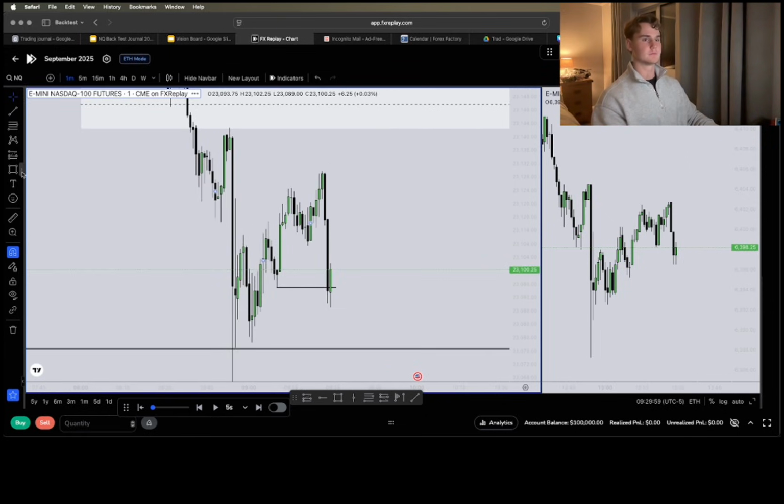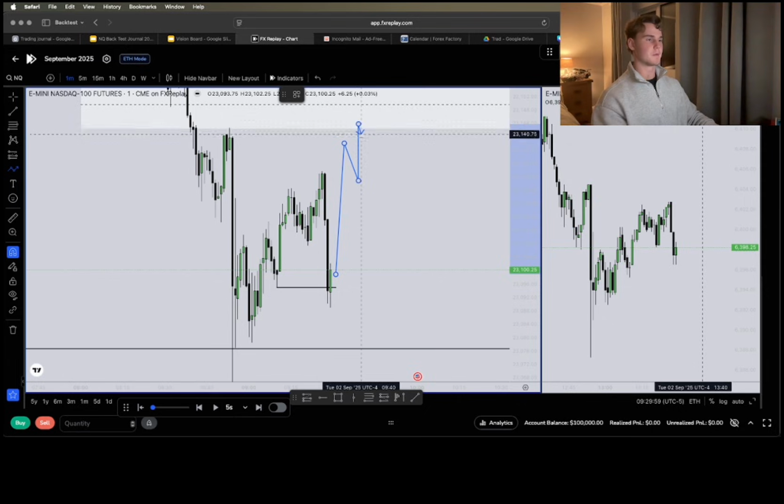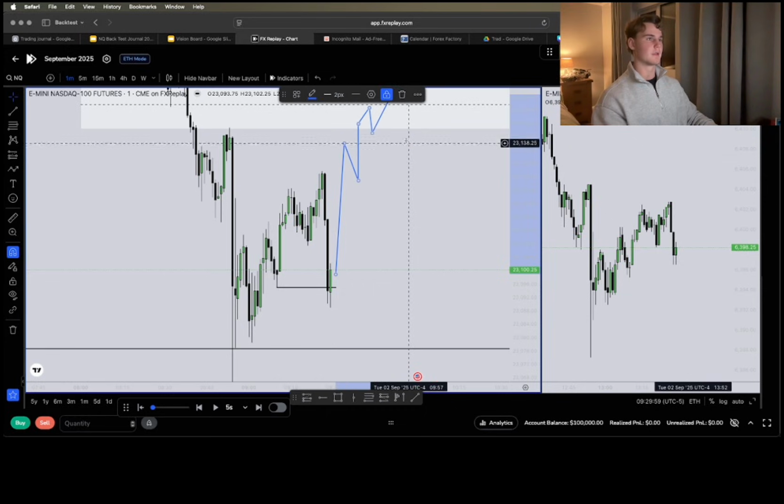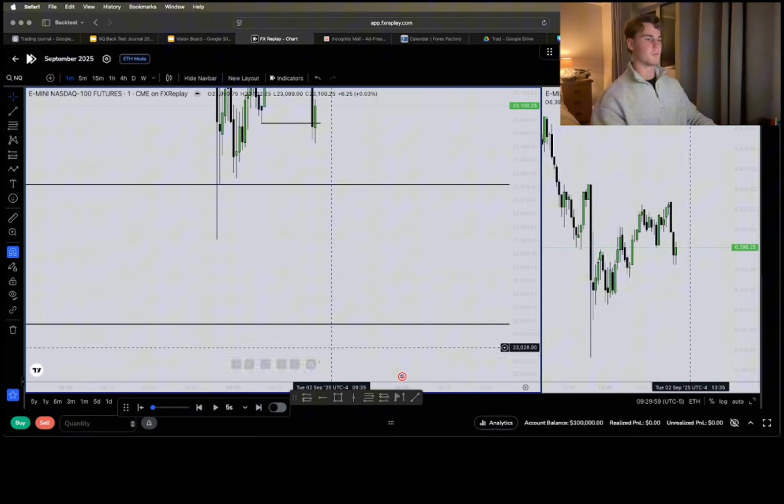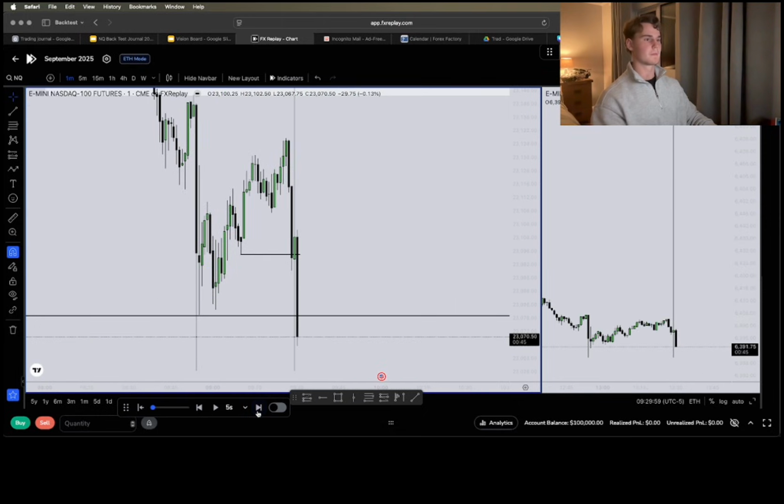We can either, where's the path? We can either displace through the SIBI here, maybe make another internal manipulation here, then displace lower, or respect the high as a support zone, then displace higher again. Now, I'd like to see what price is going to do, because if we do see straight displacement, we're most likely going to take this low down here.